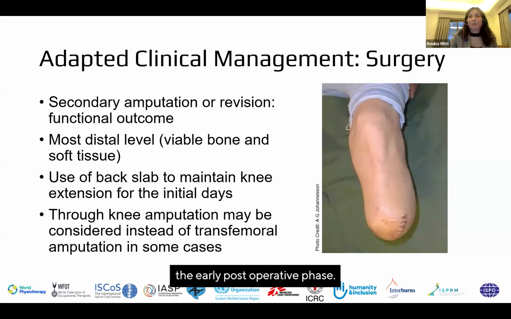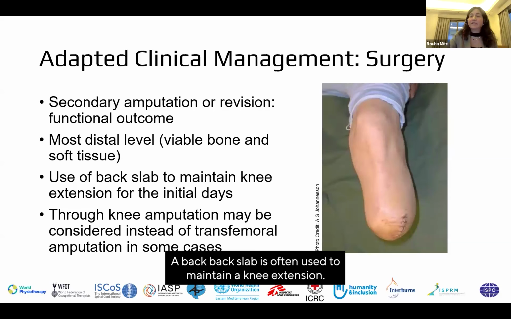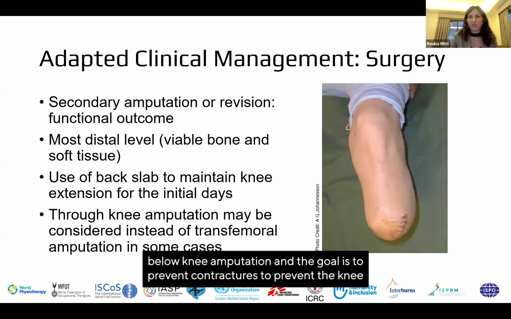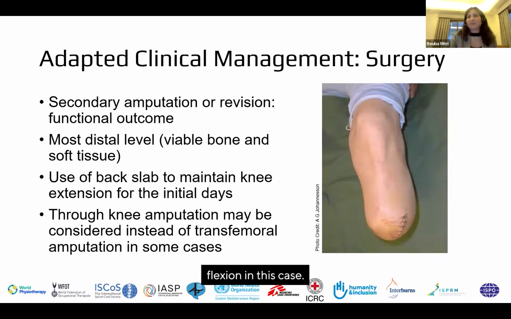In the early post-operative phase, a back slab is often used to maintain knee extension. In this case, we are talking about someone who has a below knee amputation. And the goal is to prevent contractures, to prevent the knee flexum in this case.